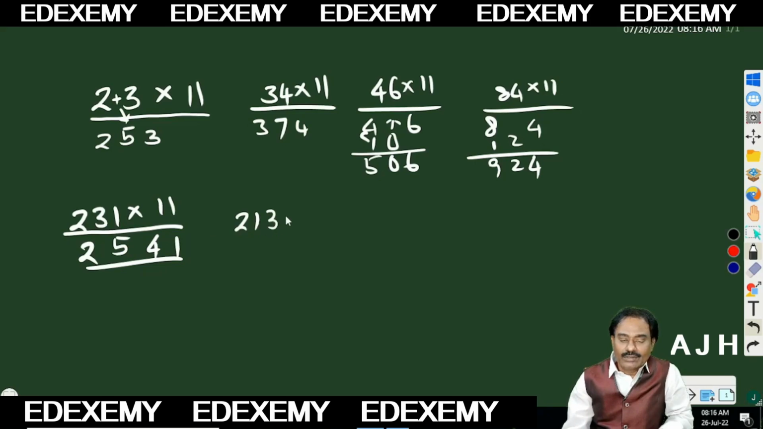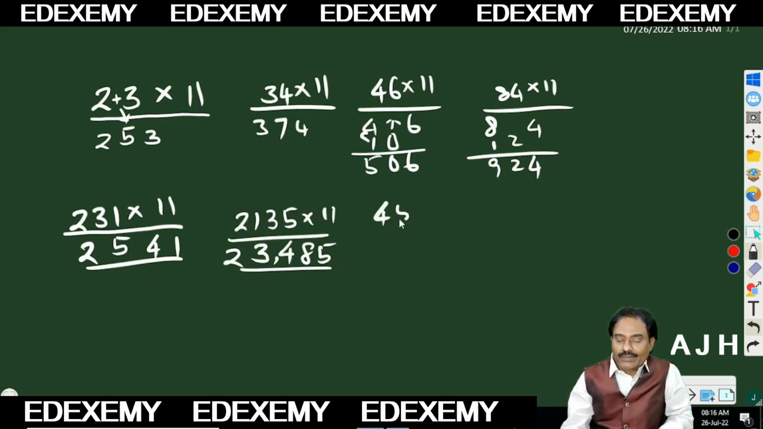We will find another number, a 4-digit number, 2135. 2135 multiplied by 11. Now 2 and 5 separate. 5 plus 3 is 8. 3 plus 1 is 4. And 2 plus 1 is 3. So 23,485 is the answer. So simple.